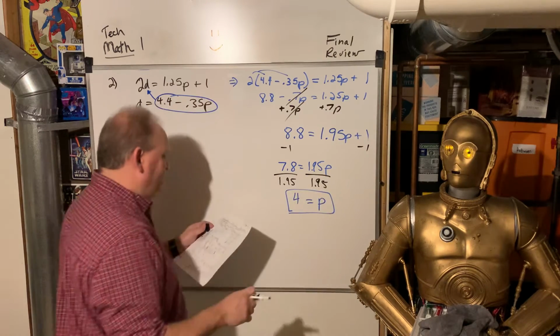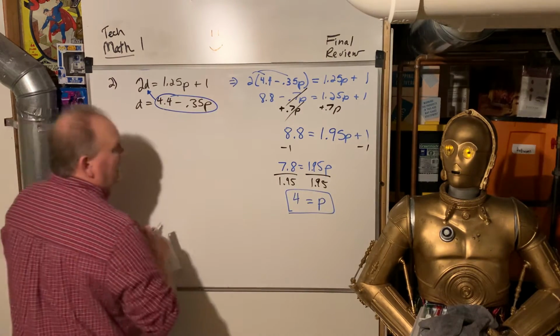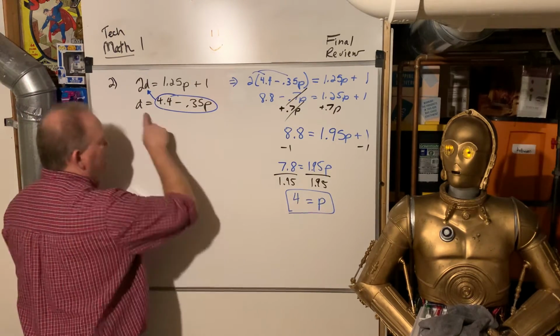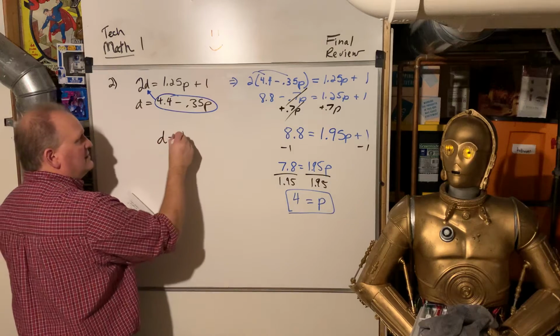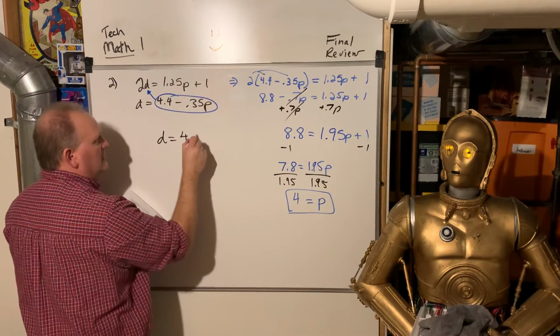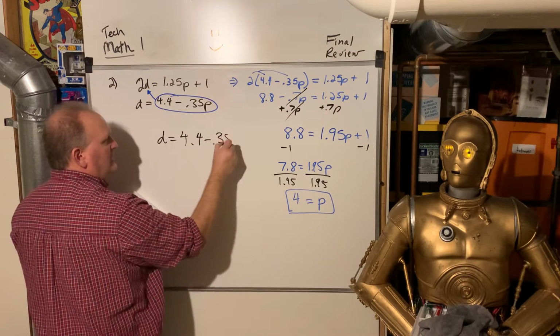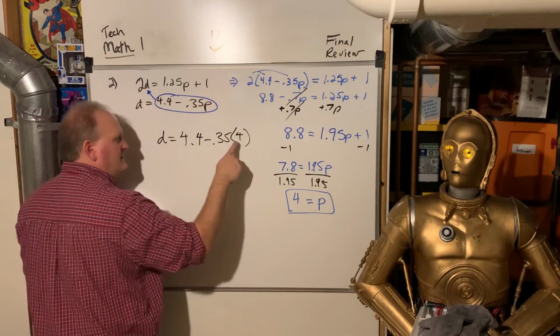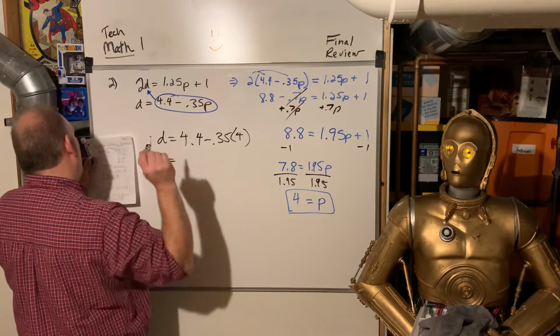All right. And then we take 4 and we pop it back into here. This is definitely the easier one because look, I have d, and this is already solved for d. So you would still get the right answer if you put it in there, but then you have to do some work. Here, you just get to pop it right into the old calculator. 4.4 minus 0.35 times 4, and then hit enter, and wham, 3.